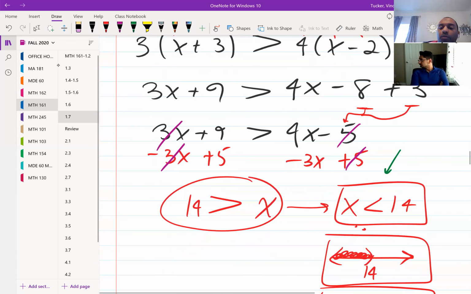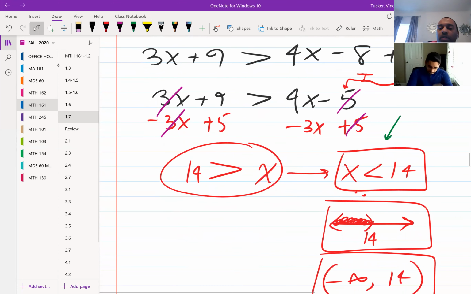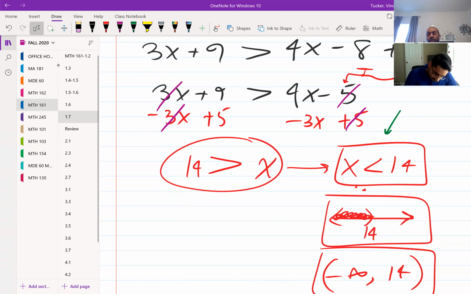So now we have the other two pieces. We're talking about values that are less than 14. Shading to the left of 14, use your parentheses. And then interval notation is negative infinity to 14, parentheses over both.